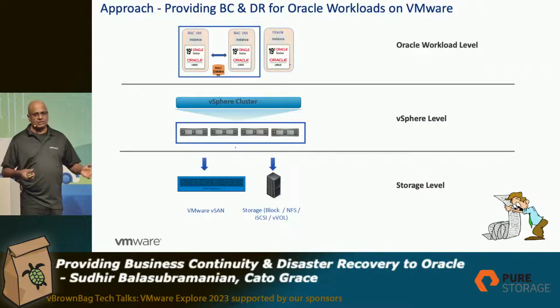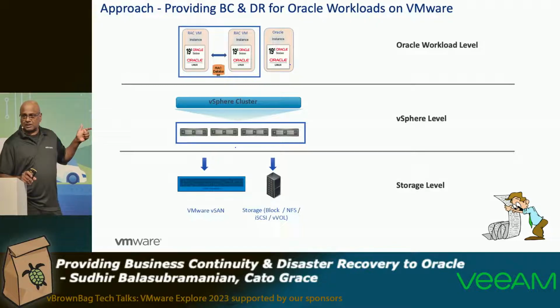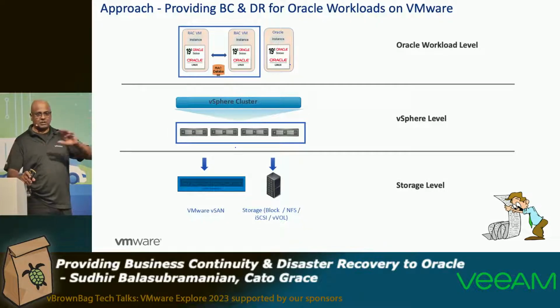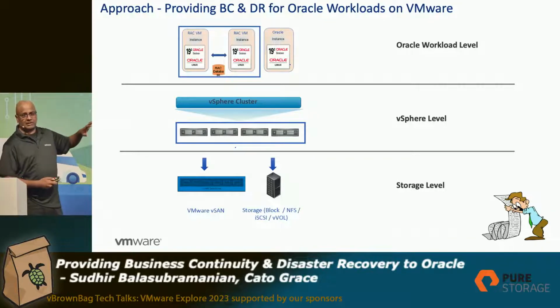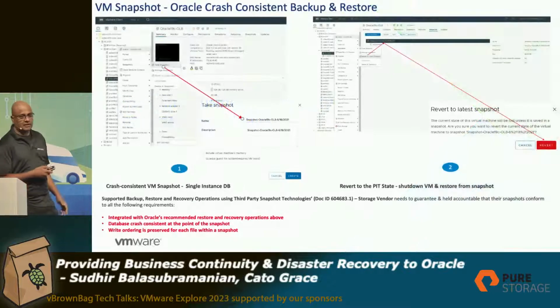Anything you do, whether that's business continuity or disaster recovery, would have to happen on three different levels: the application level, the vSphere level, and the storage level. Kato spoke about the storage level, the VR, the SRA, the SRM, the vSphere replication. I'm not going to go very deep on the Oracle level, you already know, or I'll probably go a bit on a very high level. Let me talk about business continuity.